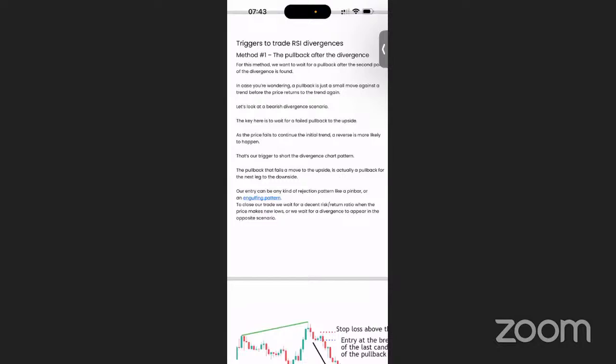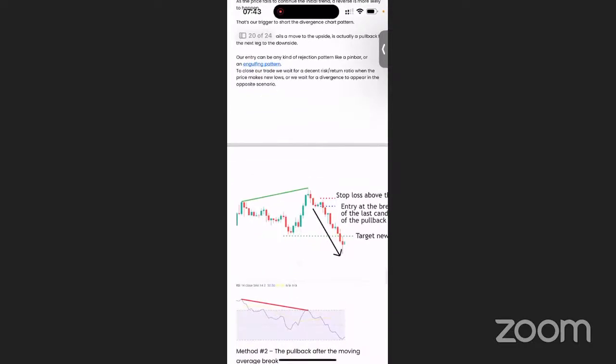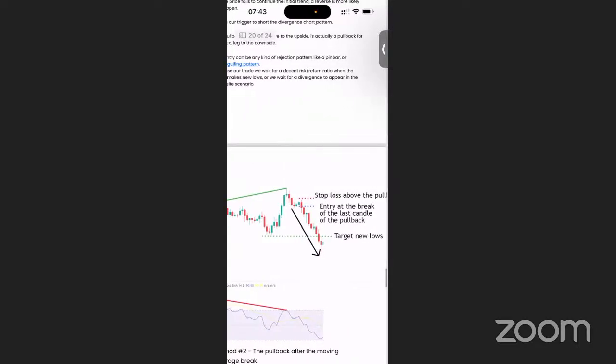To close our trade, we wait for a decent risk-to-return ratio when the price makes new lower lows, and we wait for the divergence to appear in an opposite scenario. Now, this is what we are trying to mean, that you want to make your entry.